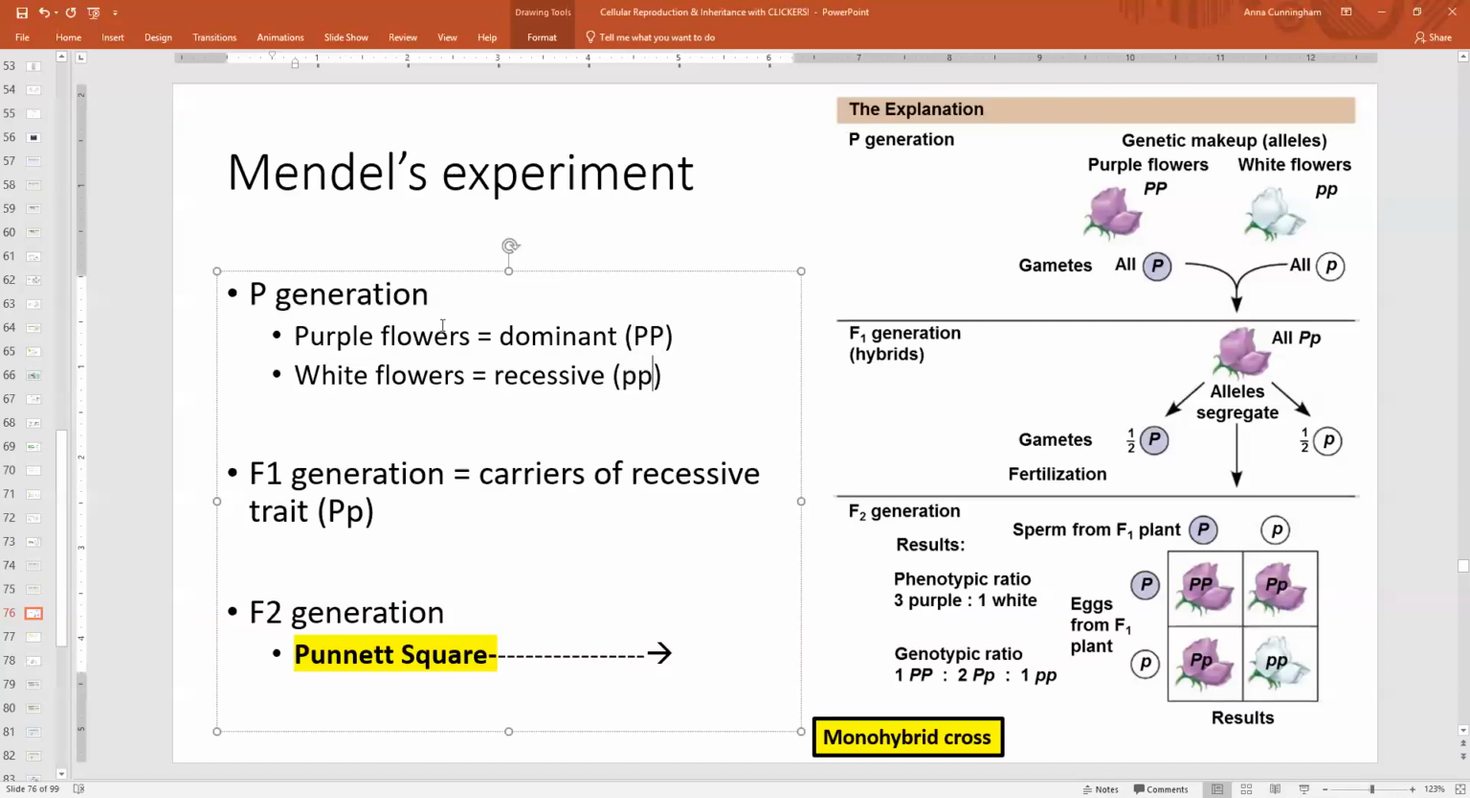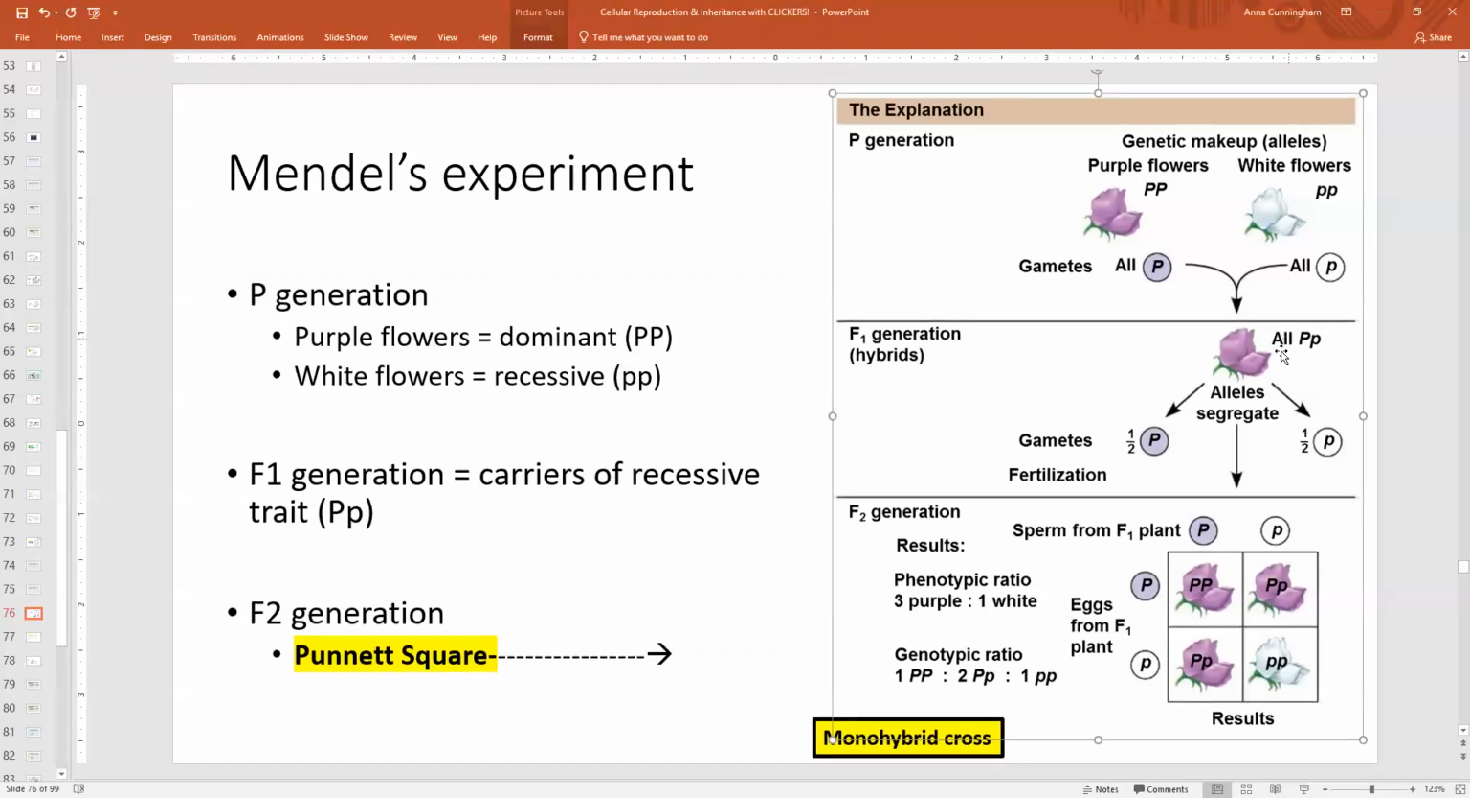If we cross a homozygous dominant with a homozygous recessive, all offspring will contain a dominant allele and a recessive allele. We can talk about how we know that later. But that's what we're looking at here in the F1 generation. All offspring have a dominant allele and a recessive allele, so they would be heterozygous. Dominant and recessive alleles are both present. That's the definition of heterozygous that we've talked about so far.